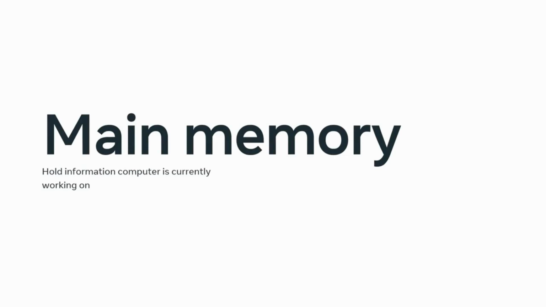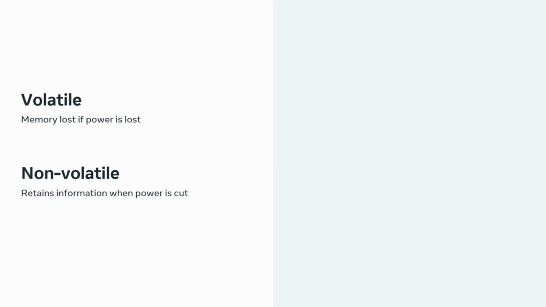Next, you will learn about main memory. A computer's main memory consists of random-access memory, RAM, and read-only memory, ROM. Main memory holds only the information that a computer is currently working on. It can be volatile or non-volatile. Volatile memory stores information actively, so if the computer loses power, it is lost. Non-volatile memory retains its information when the power is cut.